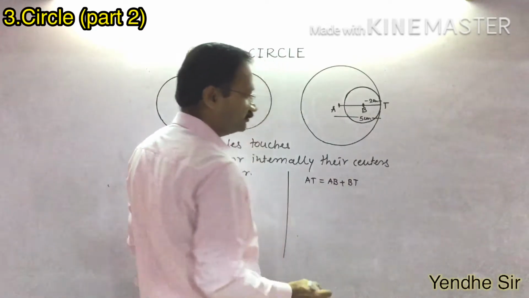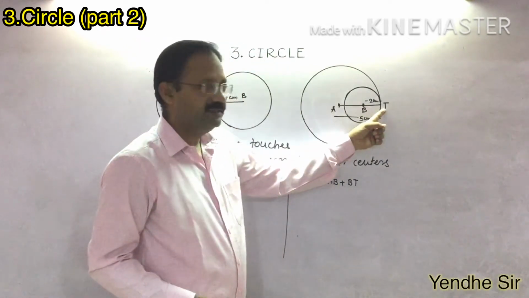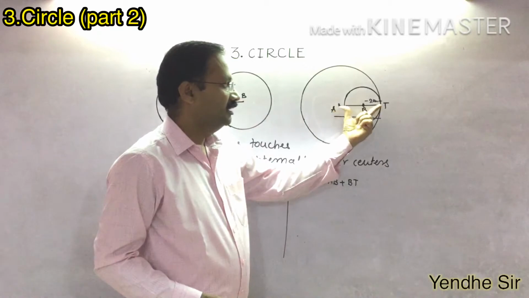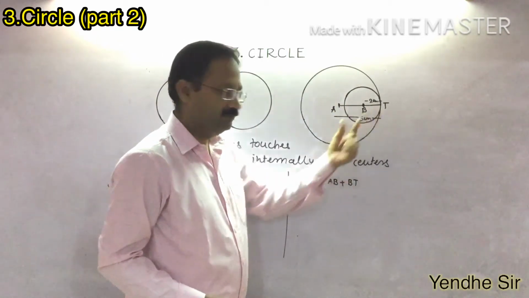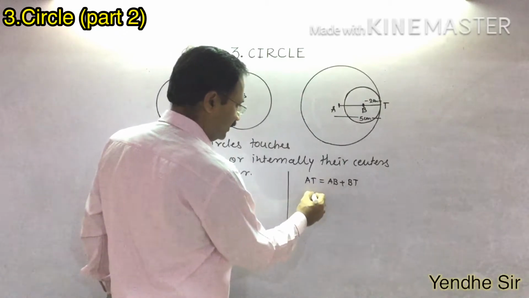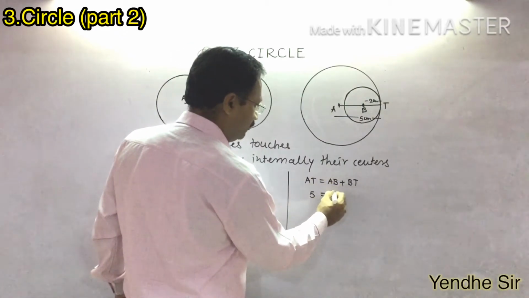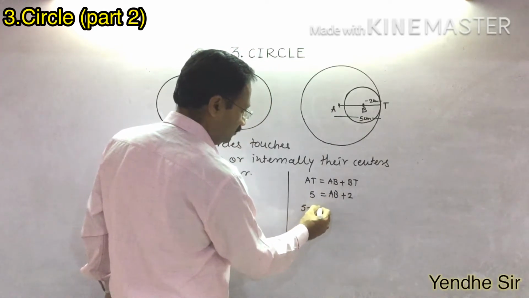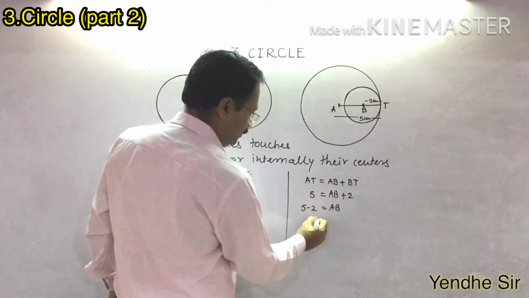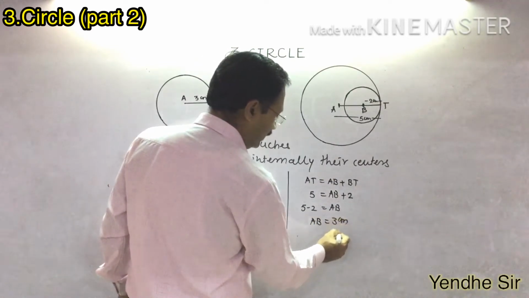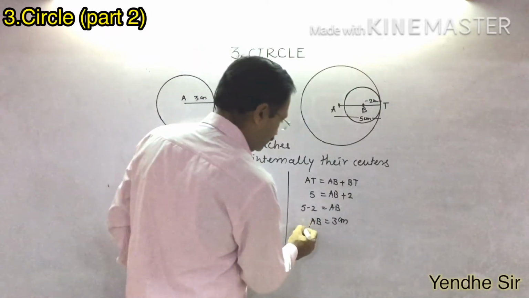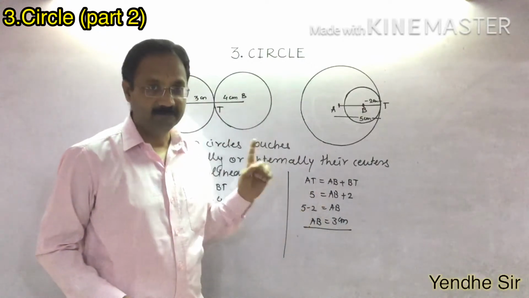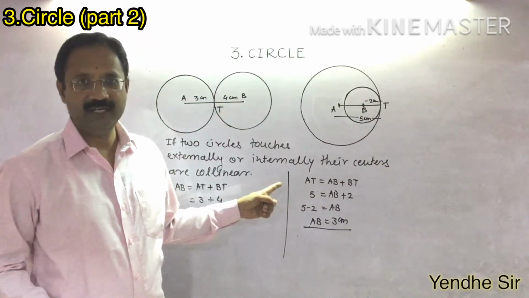Yes or no? So AT is the larger distance and it is equal to AB plus BT. AT is given 5 centimeter, AB is not given, we have to find this, and BT is given 2. So 2 will come on this side, so 5 minus 2 equals AB. So you will get AB equal to 3 centimeter. So we can write, the distance between these two centers is 3 centimeter. Okay? Do you understand?